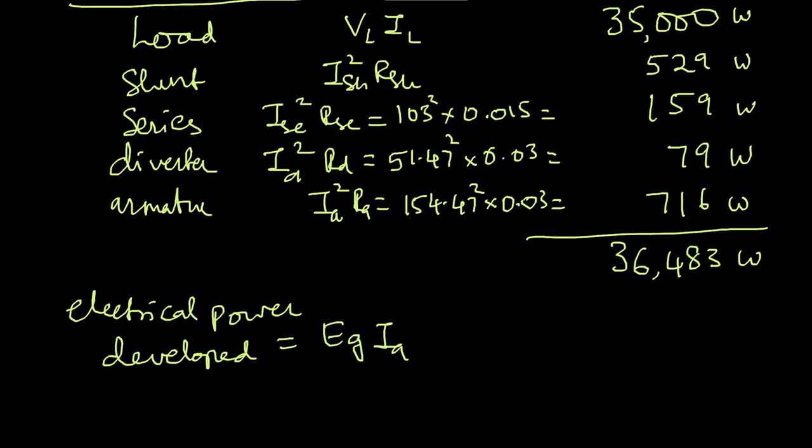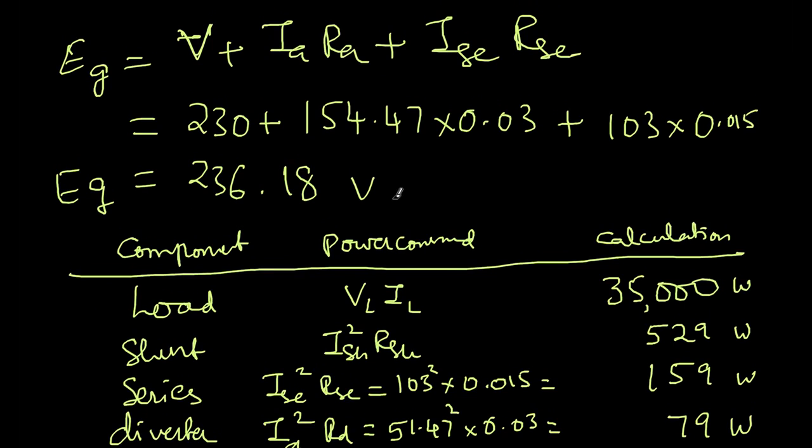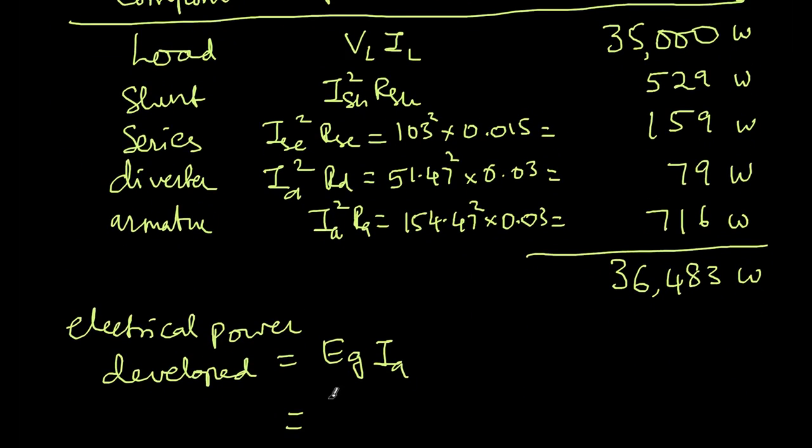So let's verify whether our answer is correct. If I do this, I should get this quantity back. So what is Eg? 236.18 volts, multiplied by Ia. Ia is 154.47. If I did this correctly, then this value should be almost matching with this value.